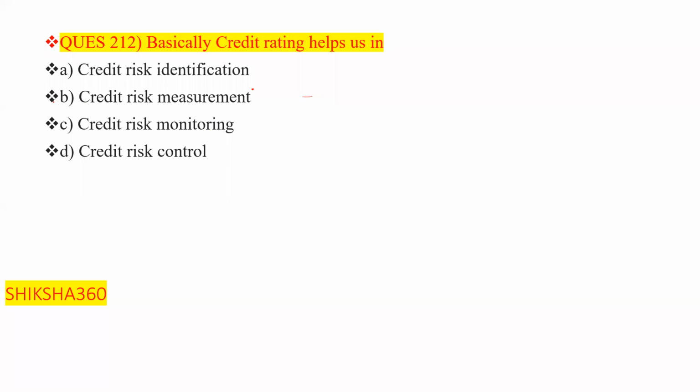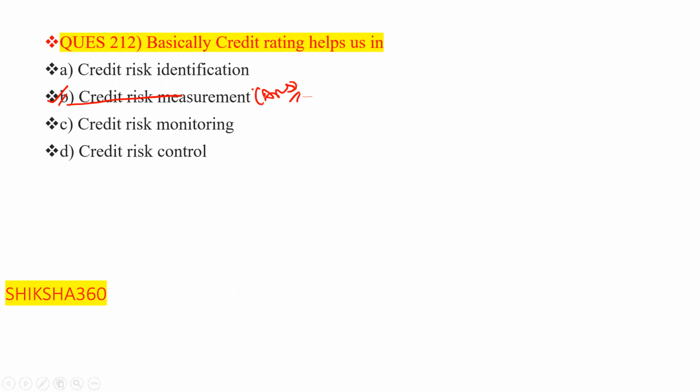The correct answer is option B, that is credit risk measurement. Clear? The credit rating helps under which purpose? Credit rating helps under credit risk measurement, basically for credit risk measurement or credit risk mitigation. It is a part of, we can say, credit risk management. So option B is the answer here. This one is our answer.